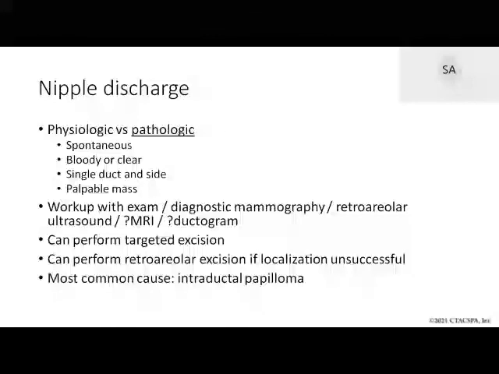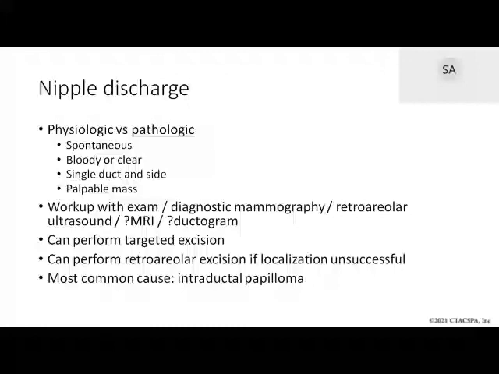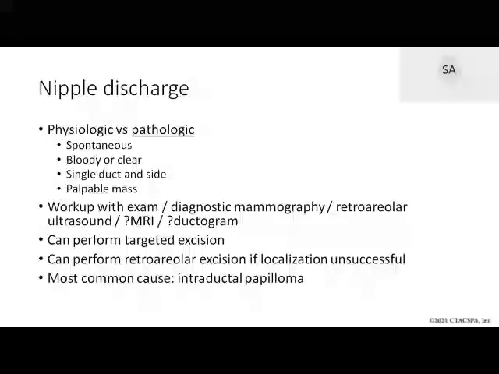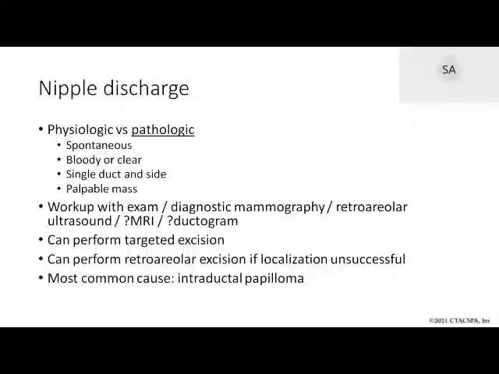You start with an exam, again, both breasts, both axilla, then do your diagnostic mammogram of that breast. You can do a retroareolar ultrasound. You can add on an MRI and a ductogram if you think it's going to be helpful. Ducts can be excised with special surgery where you inject that duct with blue dye or where you insert a lacrimal probe, and you can perform that duct only. If you have trouble localizing that duct, you can do a retroareolar excision, where generally you just take all the ducts that live behind the nipple.